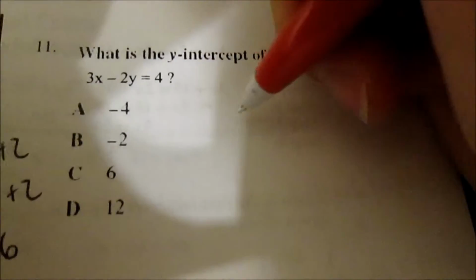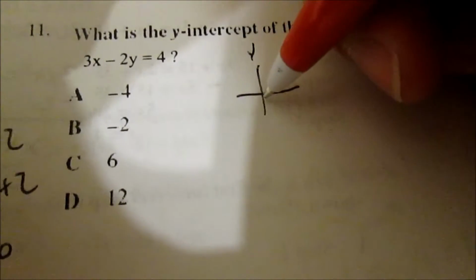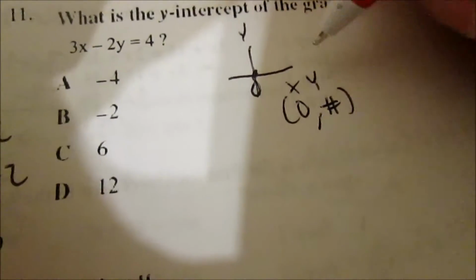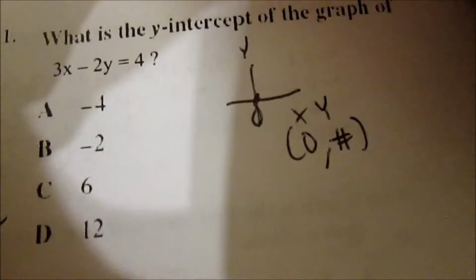Next question, number 11. What is the y-intercept of the graph of 3x minus 2y equals 4? The y-intercept on the graph is where it crosses the y-axis. So wherever that is, the x is always going to be 0. So it's going to be 0 and any number. x is always equal to 0. y will be whatever number the y-intercept is.